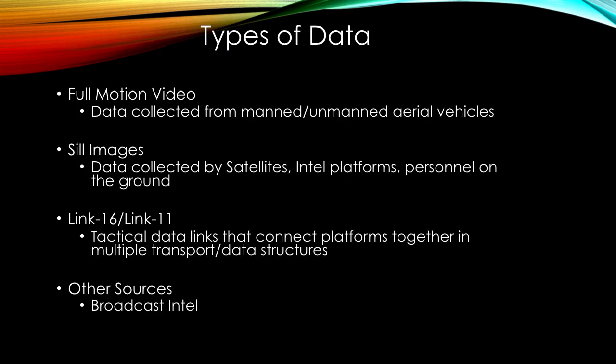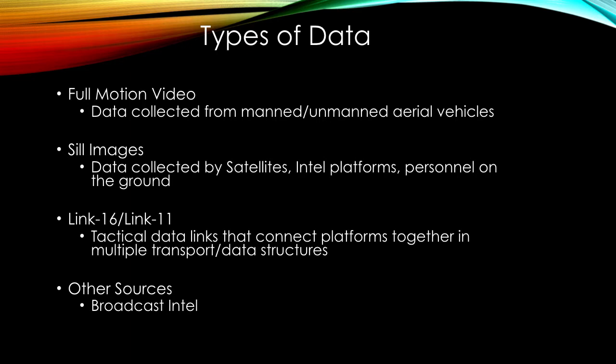So as I said, there's different types of data. The full motion video is data collected from manned and unmanned aerial vehicles. We can see FMV through UAVs, drones, and even manned platforms that have an FMV capability. You could also take FMV video from the news or from other people on the ground using a camera and send that back and integrate it into the Fusion Center so that it can be analyzed as well.